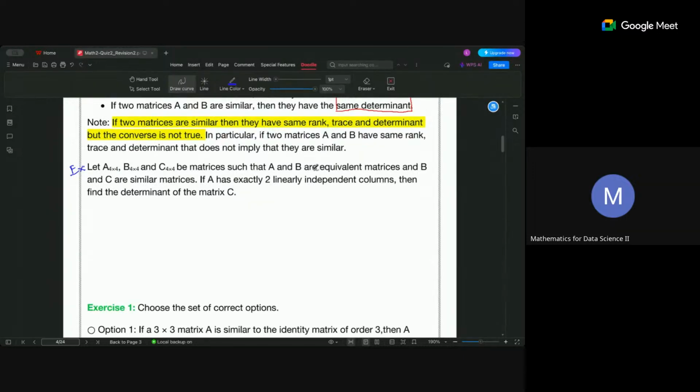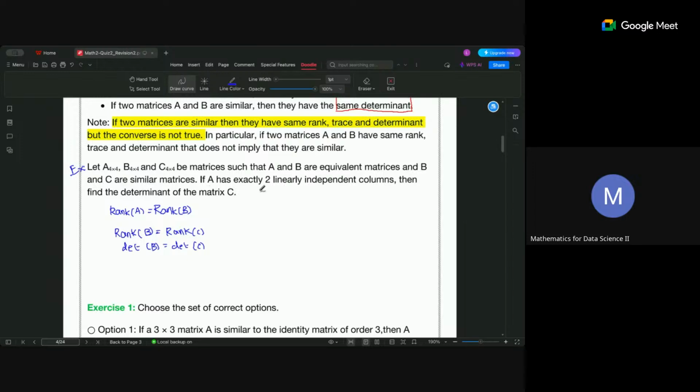So what is given to you? A and B are equivalent. So if A and B are equivalent, what can you say about their rank? Has to be same. Yes. Equal. Rank of A is same as rank of B. Right? So now the next condition is that B and C are similar. So B and C are similar means you know that rank of B is same as rank of C. Also, you know that determinant of B is same as determinant of C. This is also there.